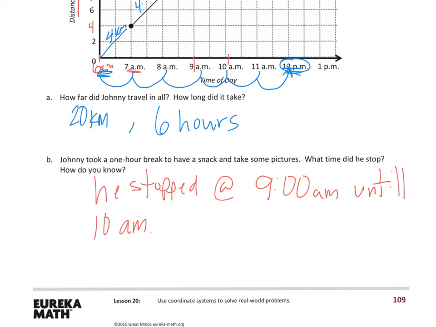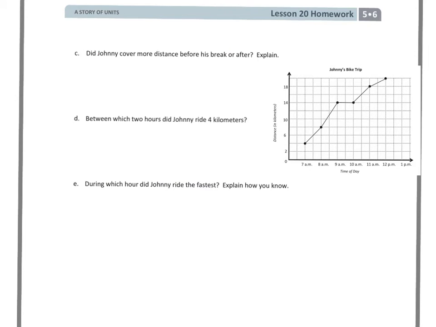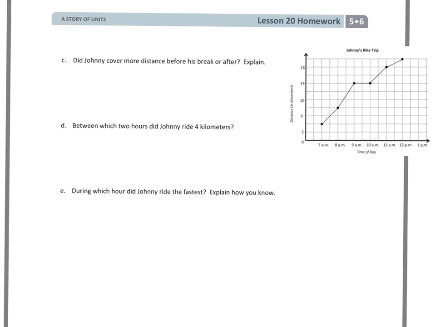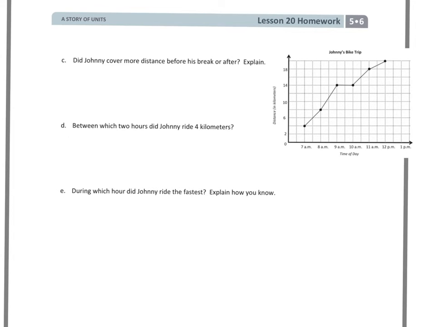So let's go to page 2. Here we are on page 2. And I brought the graph over so we could take a peek at it in case we needed it. C says, did Johnny cover more distance before his break or after? Explain. Well, when we're looking at this graph, we can see that here's the start of his break, here's the end of it. So we're looking at this amount or this amount.